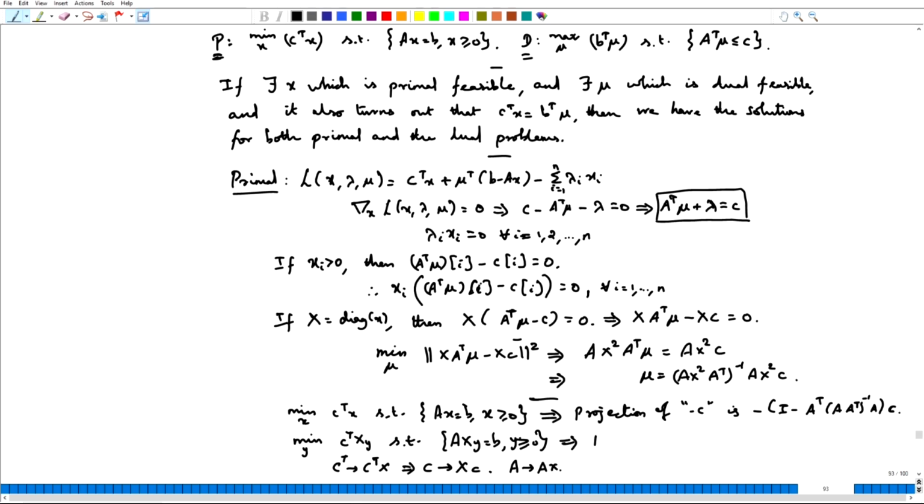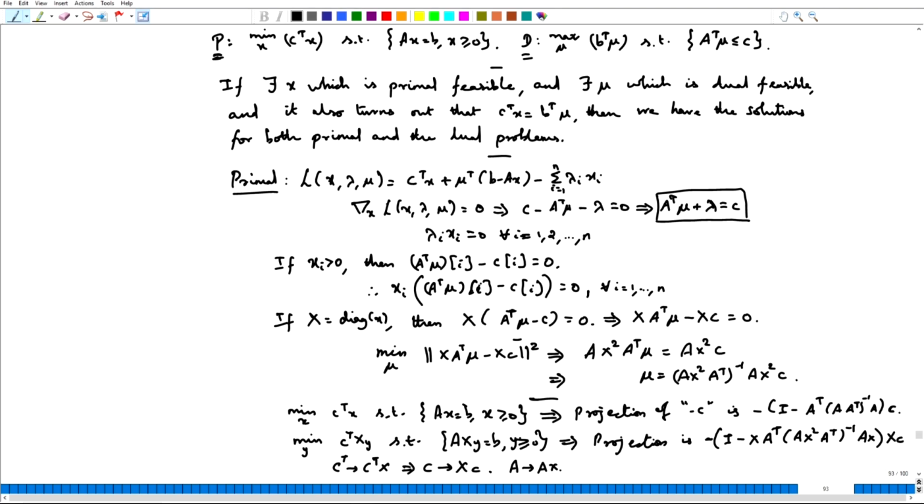So, now the projection becomes minus I remains the same, but now A has become A X, right. So, A transpose is X transpose A transpose, but for X I do not need to write transpose. And this is A X X transpose, X transpose again is X, so X squared. So, A X squared A transpose inverse, okay, and here again A becomes A X and C becomes X C.